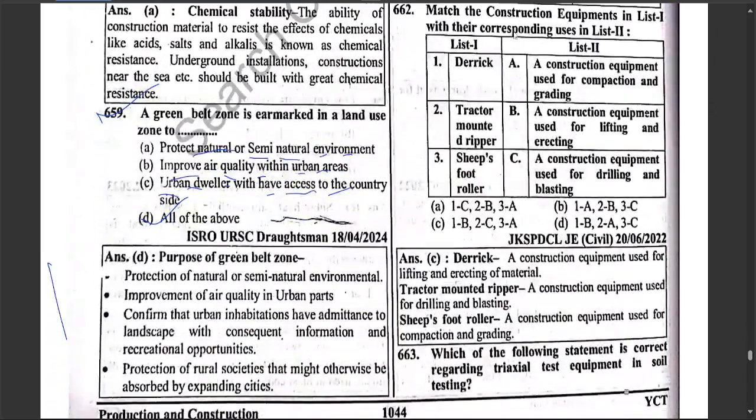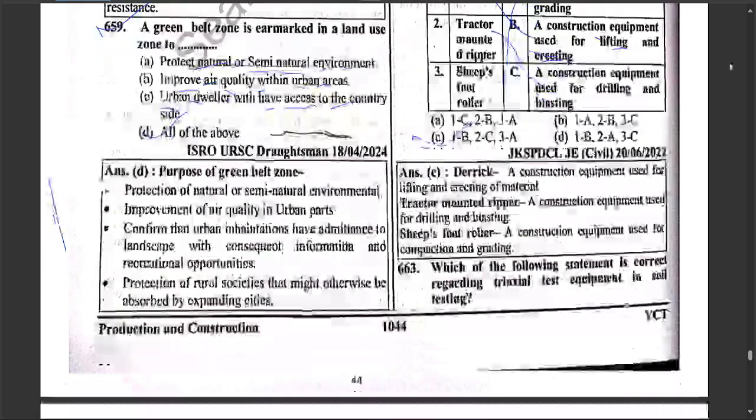Match the following construction equipment list one and corresponding use given. Okay, so you know direct use of construction equipment, use for lifting, erecting, tractor, moldboard, reaper, which is used for the construction equipment used for drilling and blasting. Sheepsfoot roller which is used for construction equipment used for compaction and grading, and C option is correct.